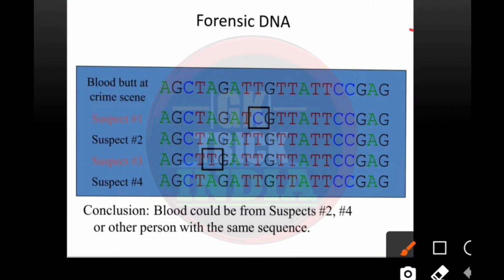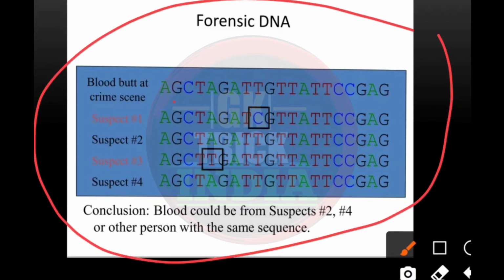Now we are seeing a forensic example. The pattern A, G, C, T normally stands for adenine, guanine, cytosine, thymine. These patterns are repeated differently for individual humans. Here there is blood at the crime scene. We see that this pattern is repeated in suspects 2 and 4, so suspects 2 and 4 could be the culprit. Compared to suspects 1 and 3, the pattern is very different. So from the blood at the scene, we can identify the person using this pattern.